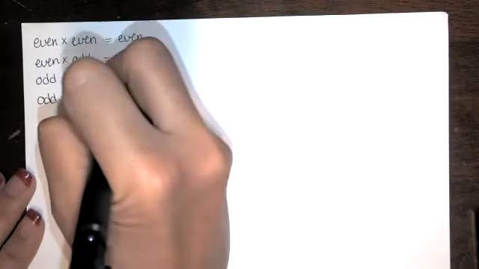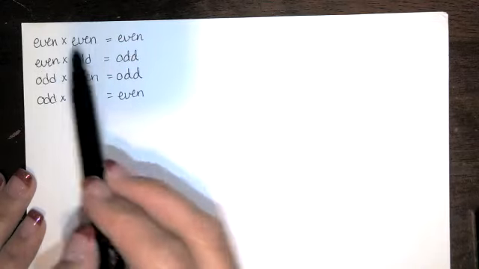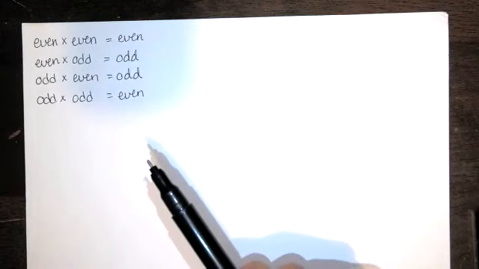And this one is a little surprising or counterintuitive, but an odd function times an odd function turns out to be an even function as well. So if one is odd and the other is even, you get an odd result. If they are the same, if they're both even or they're both odd, you get an even result.